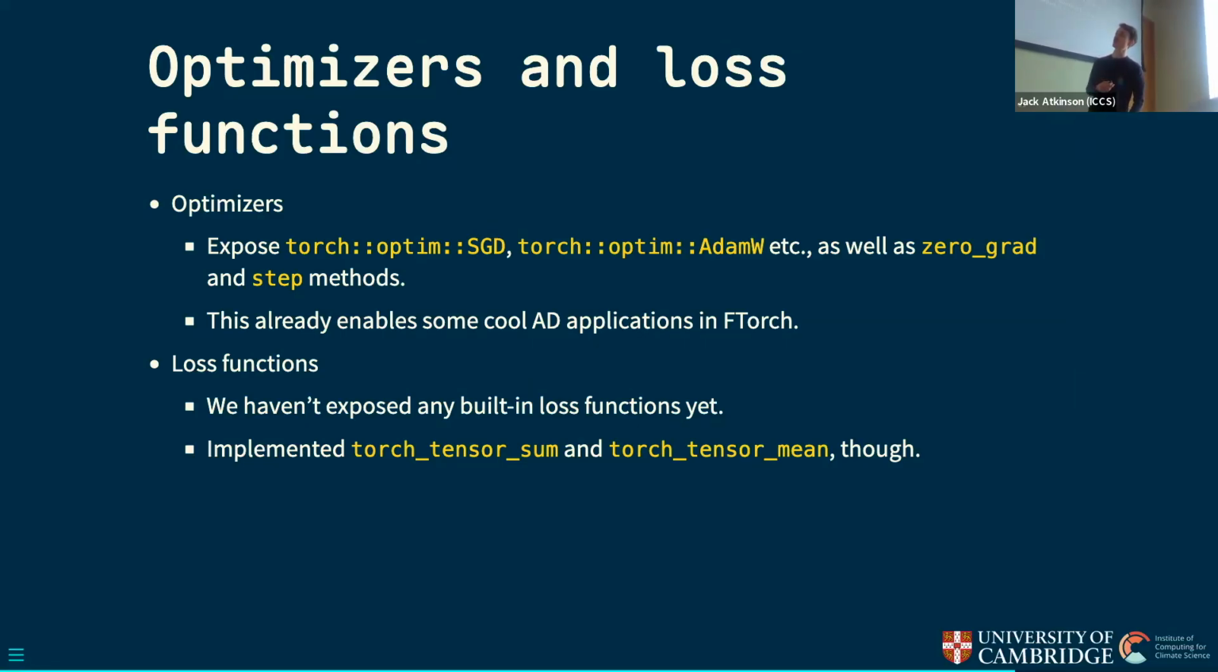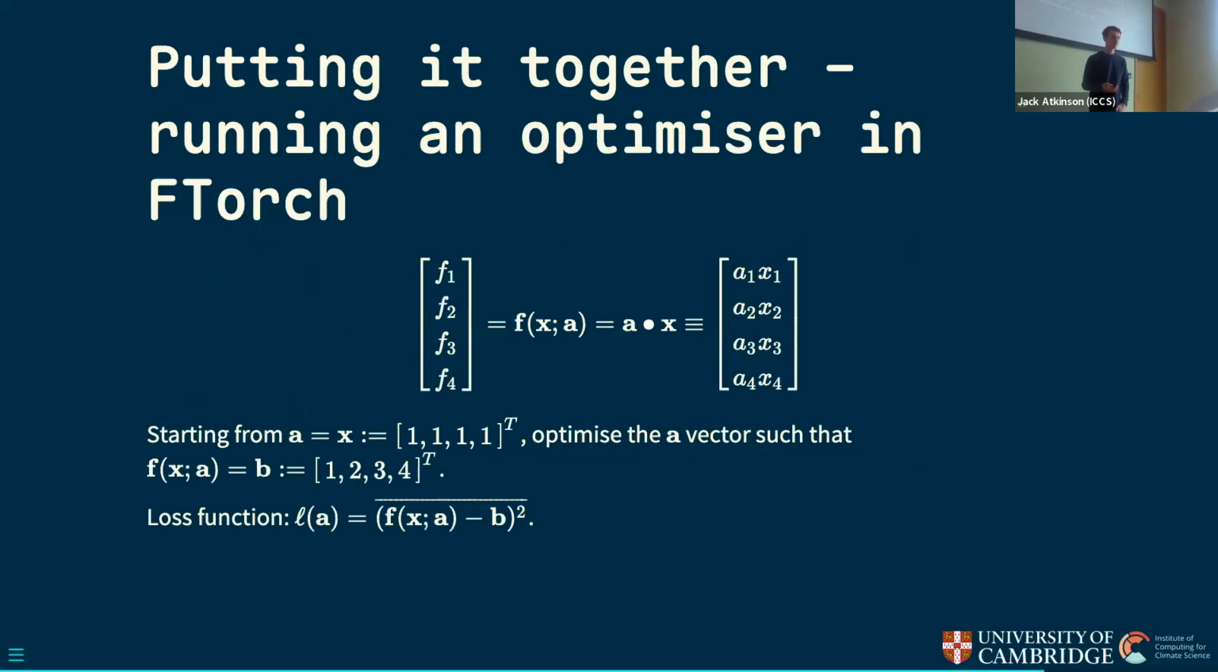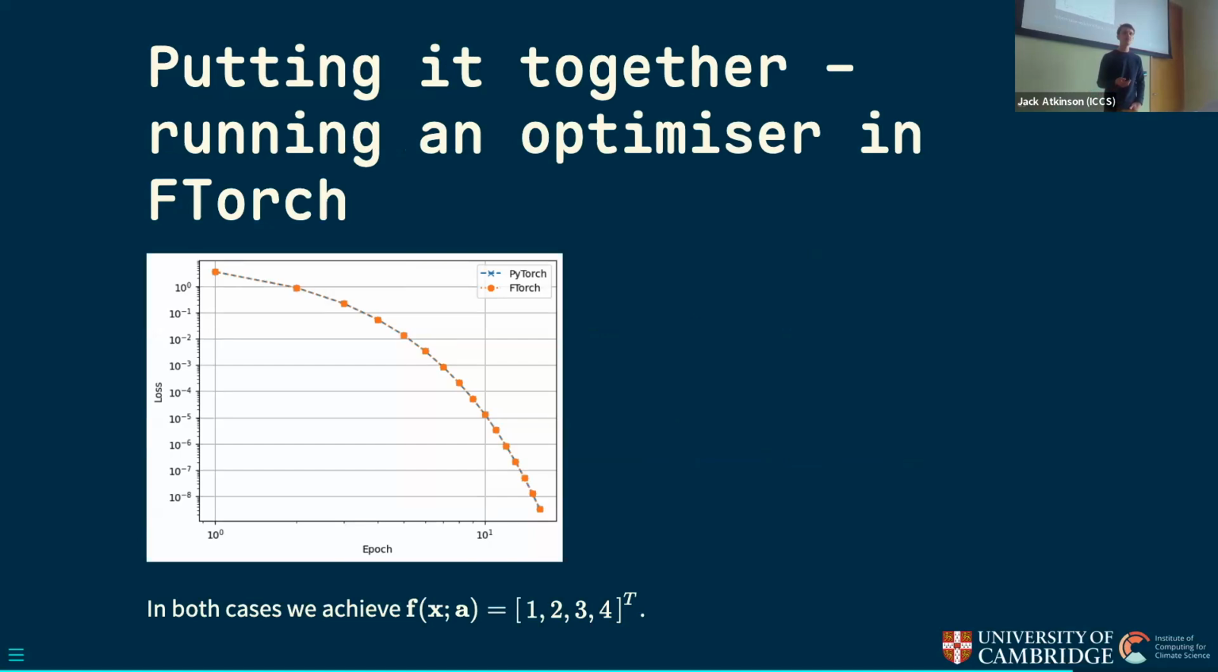But if you want to actually do online training, then you need loss functions as well. And we've not actually got around to implementing any of the built-in loss functions. There's quite a lot of them in PyTorch. But we've got torch_tensor_sum and torch_tensor_mean, which are good starting points for writing loss functions. And there's an example here that I won't go into the details of, but basically it shows that if you do this with PyTorch, which is in blue, or with FTorch in orange, you get exactly the same results. And it would be concerning if you didn't, because they're using the same thing under the hood. They're both using the same libtorch backend. But this is a check that this is indeed the case for an optimization problem.